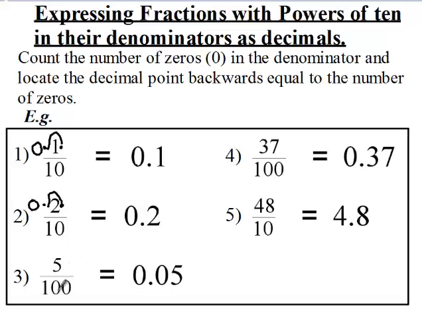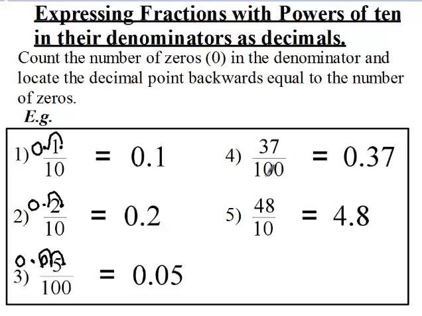Let's look at the third one. We have 5 out of 100. How many zeros do we have in the denominator? 2. So we are going to move the decimal point twice to the left. 1, 2, then we bring our point here. Since there is an empty space, we put 0 here, then it becomes 0.05.